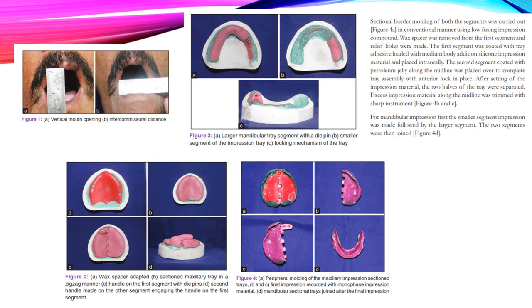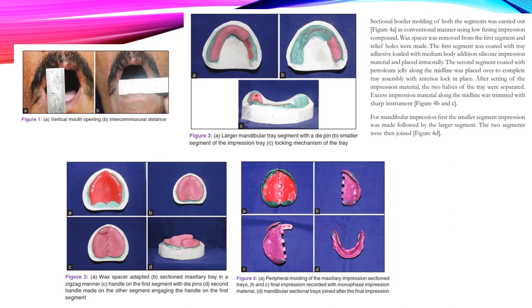In this picture, the peripheral border molding is done on the maxillary impression section trays. Then here it is the final impression recorded with monophase impression material or addition silicone impression material. Here it is the mandibular sectional trays joined after the final impression. So the sectional border molding of both segments was carried out in the conventional manner using low fusing impression compound. Then the wax spacer was removed from the first segment and the relief holes were made. The first segment was coated with tray adhesive, loaded with medium body addition silicone impression material and placed intraorally.